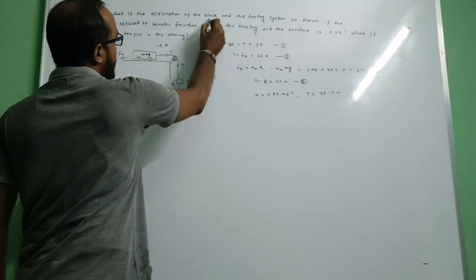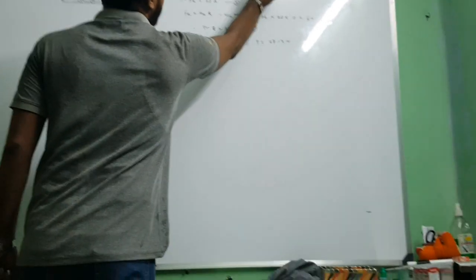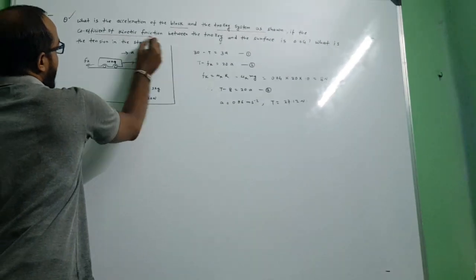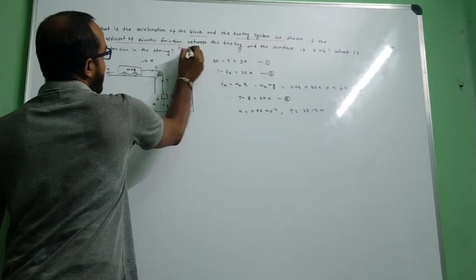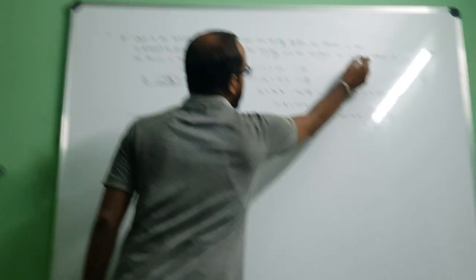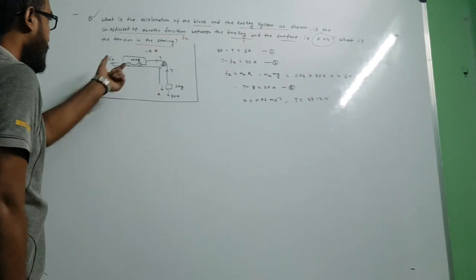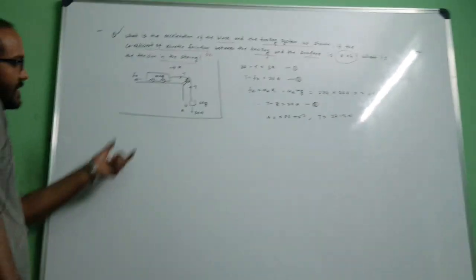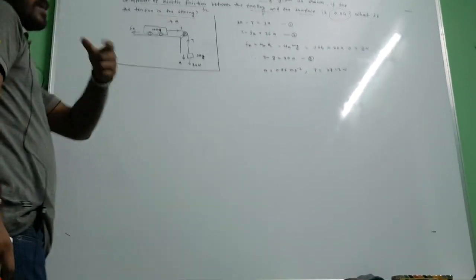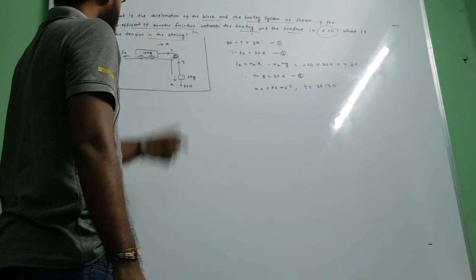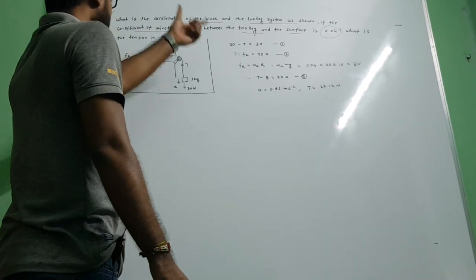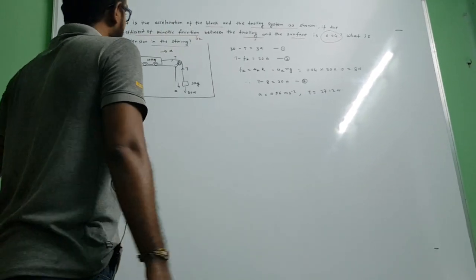What is the acceleration of the block and the trolley system as shown, if the coefficient of kinetic friction, that is Fk, between the trolley and the surface is 0.04? What is the tension in the string? We already know how to draw a free body diagram, FBD. If you don't know, kindly see our previous lecture on Newton's laws of motion.